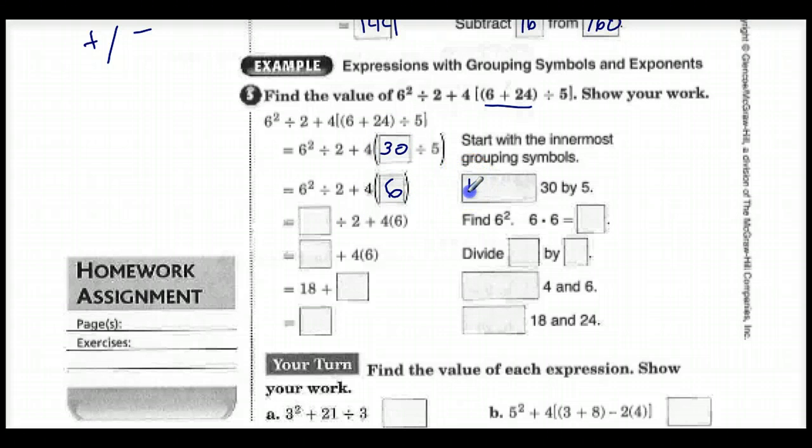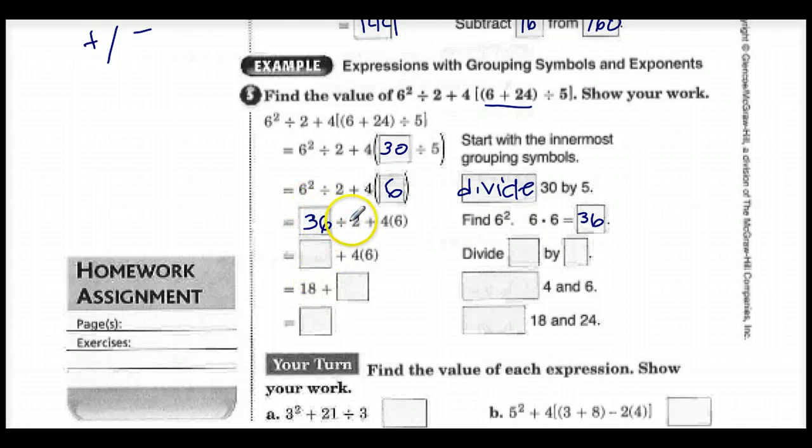And how did we do that? We divided 30 by 5. Now what's the next thing we do? We're done with the grouping symbols, so we don't go to multiply these. First we say, oh, look over here, there's an exponent. 6 squared. Now what's 6 squared? 6 squared is 6 times 6, which is 36. Not 6 times 2, making it 12. So we put our 36 in.